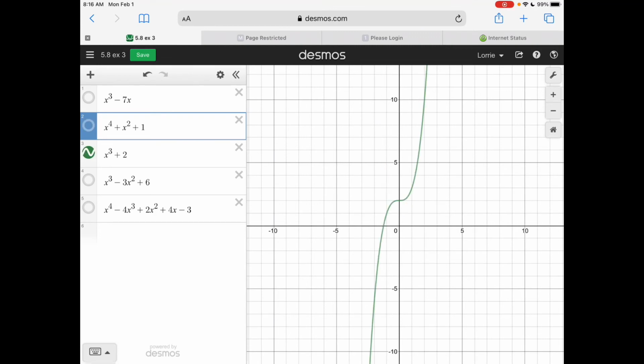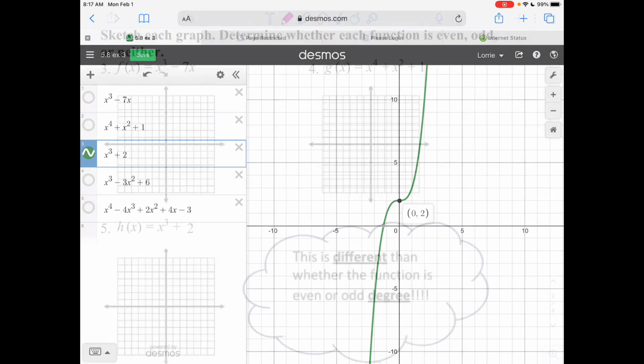Finally, x to the third plus 2. This is an odd degreed function, so it has the potential to be an odd function overall. However, it does not go through the origin. The y-intercept is at 2 instead of at 0. We can say that this is not an odd function. It has no chance of being an even function. It would have to be symmetric about the y-axis for that and be an even degree overall. So let's go ahead and go back to our notes and record this information.